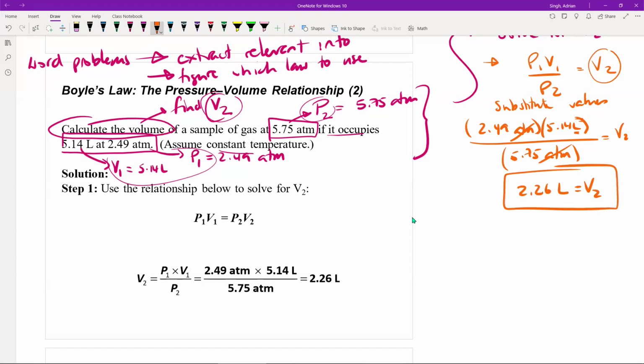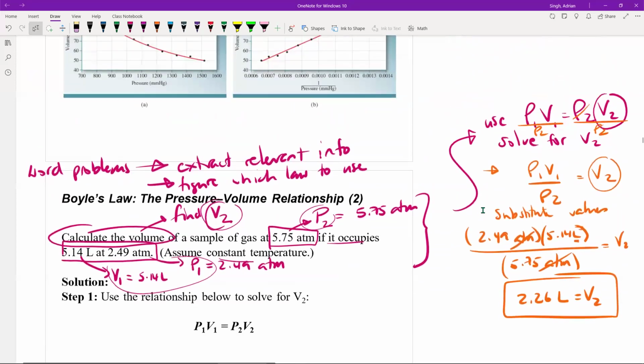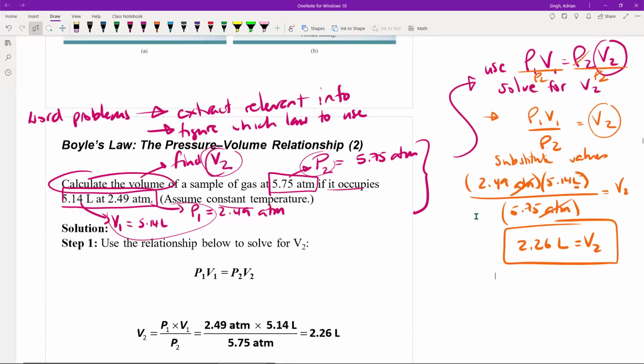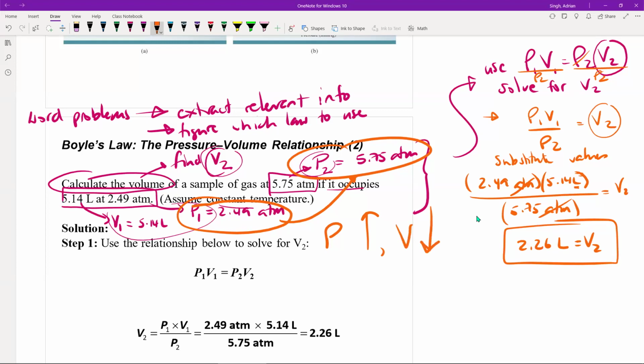And then the final thing you need to do is ask yourself, does this number make sense? Well, what did we do to the pressure? We went from our initial pressure of 2.49 and increased the pressure, so pressure went up from 2.49 to 5.75. We would expect then, based on the inverse relationship, for the volume to decrease. And the volume started off as 5.14, and it went down to 2.26. So yes, that final answer does make sense.